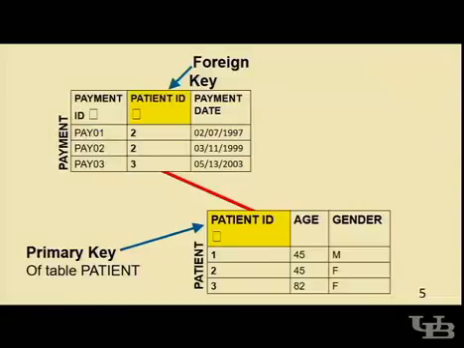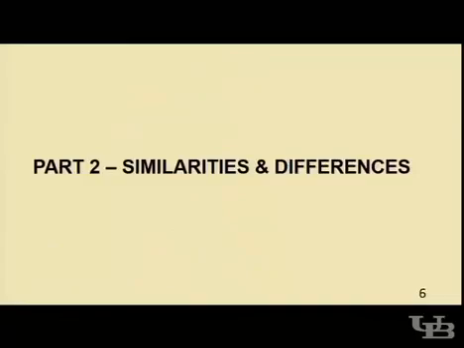An example of a many-to-many relationship would be the relation between patient and appointment. The same patient may attend more than one appointment, and in the same appointment more than one patient may be present. But this was just to provide some background about relational databases. Now let's go to similarities and differences.